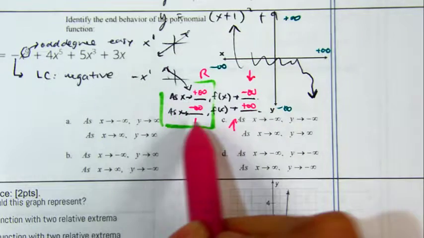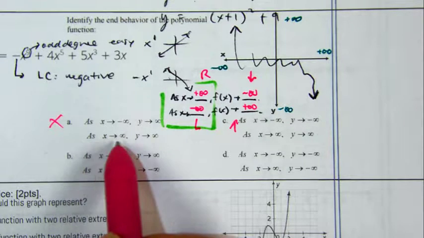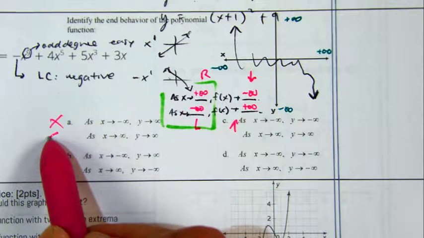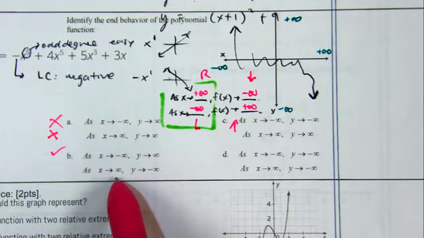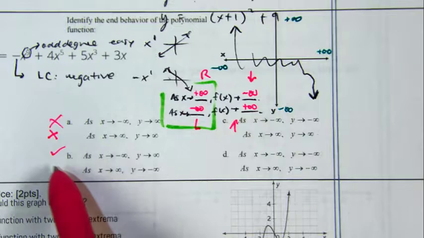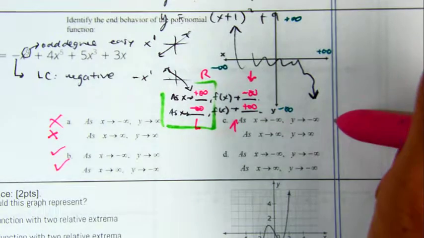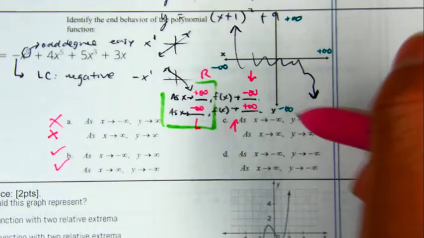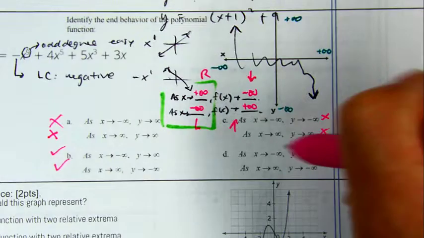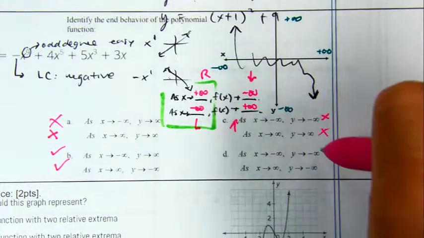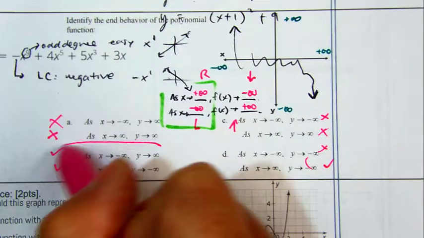So let's match those up. Positive, negative. Not that one. Positive, positive. Nope. Negative, positive. Yes. Positive, negative. That one looks good. Let's double check these. So even in multiple choice, I'm going through every single choice. Negative, negative. Nope. Positive, positive. Nope. Negative, negative. No. Positive, negative. Yes. So my answer is going to be B.